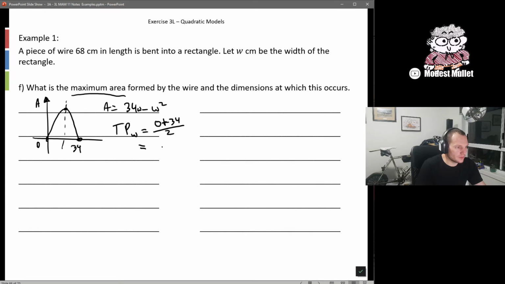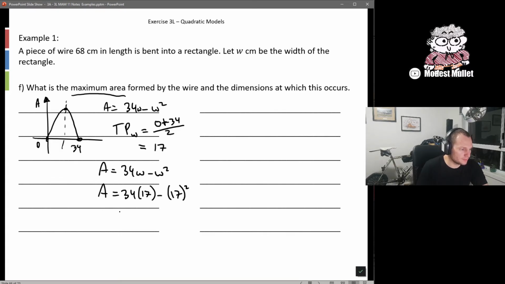So the turning point w value is halfway between 0 and 34, so that is equal to 17. Well, we now know the w value that gives us our maximum area. And we know area is equal to 34w take w squared, so we can substitute that w value in to find our area. So it's equal to 34 by 17 take away 17 squared.